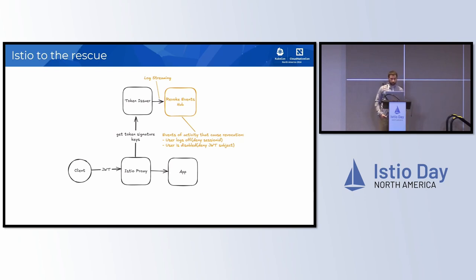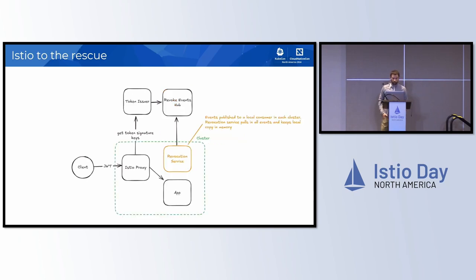These events are basically anything that you care about that might change the posture of an identity accessing something, say a user logs off or a user's disabled. Those are commonly logged in a token issuer, and it's very common to have a log stream ability in those token issuers where you can send logs to a place that you want. In this case, it's an event hub that we will use to distribute elsewhere. As those events are flowing to the event hub, we're also going to put a revocation service into each cluster to consume those events.